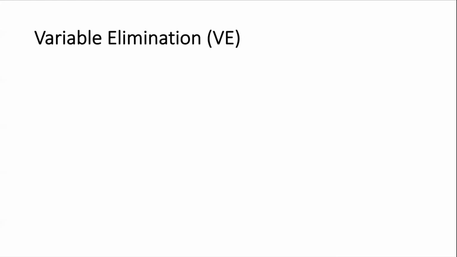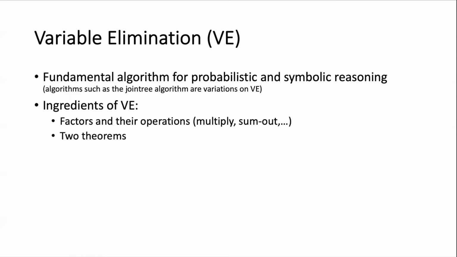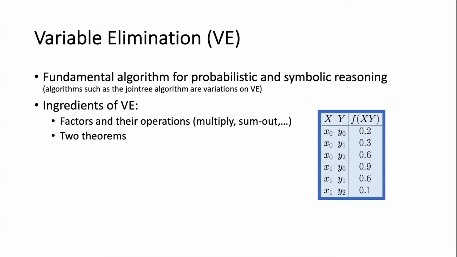So what is variable elimination? It's been around for decades, and many algorithms out there are variations on it. The main ingredient of variable elimination is this notion of factors and their operations. And here's how factors look. They're basically tables that map instantiations of variables to numbers. And the algorithm of variable elimination is about trying to evaluate expressions that look like this efficiently.